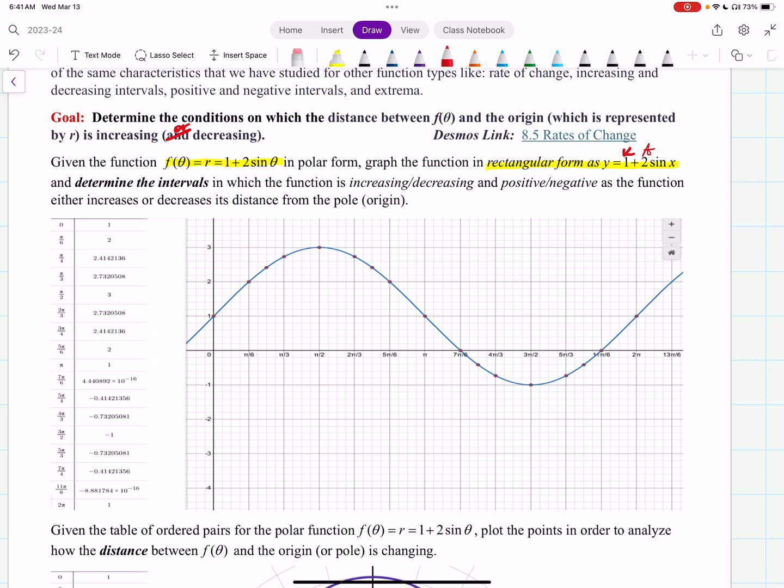So what we want to do first, and this is the easy part, is determine the intervals where it's increasing or decreasing, and where it's positive or negative. Where it's positive, it's going to be above the x-axis, and where it's negative, it's going to be below the x-axis. So this is what we know from prior units. I'm talking about back in first semester when we started learning where functions are increasing and decreasing and whether they're positive or negative. So this is the easy part.